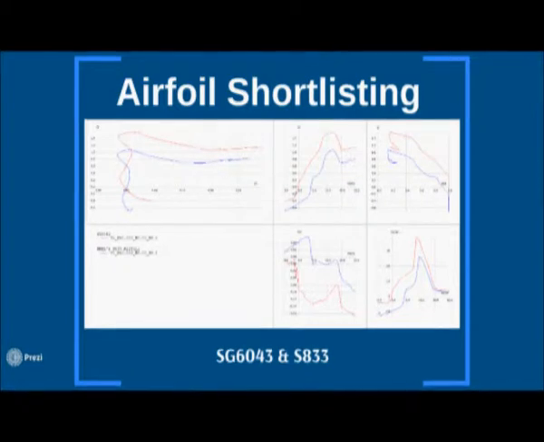To ensure structural integrity without compromising lift to a large extent, airfoil S833 was used from the root up to 60 mm of the blade, while airfoil SG6043 made up the rest of the blade.